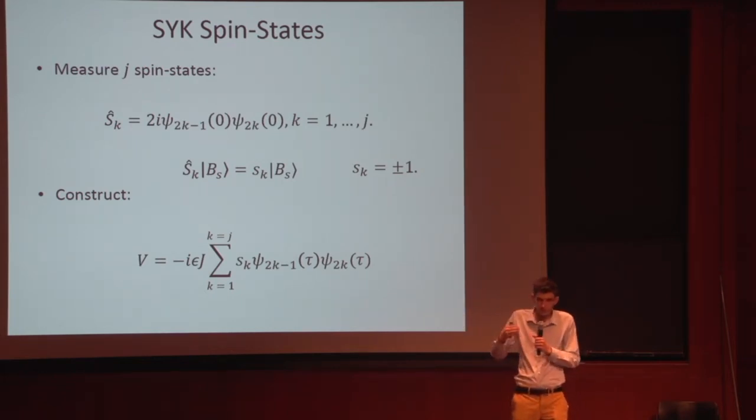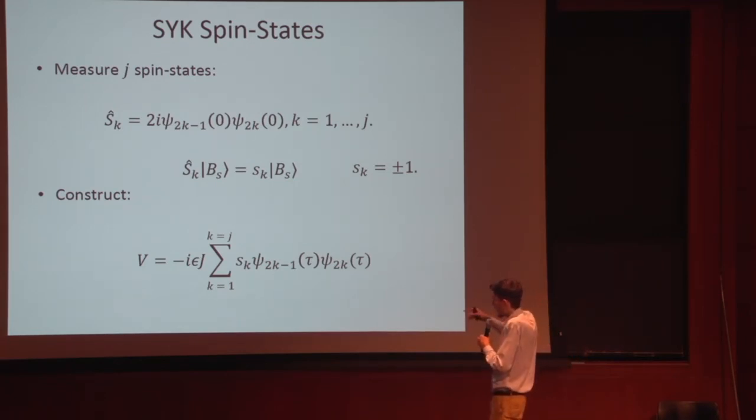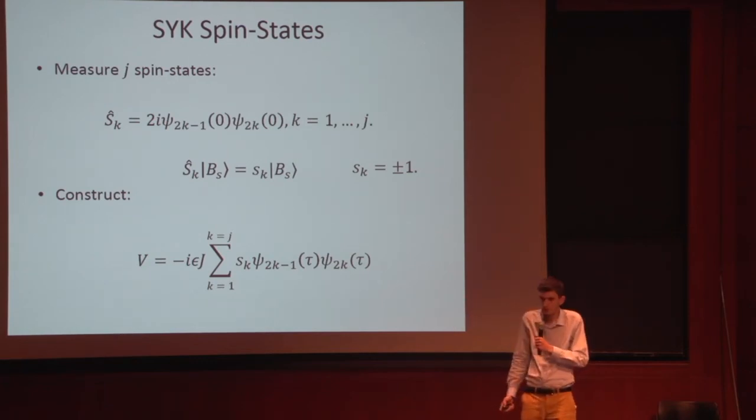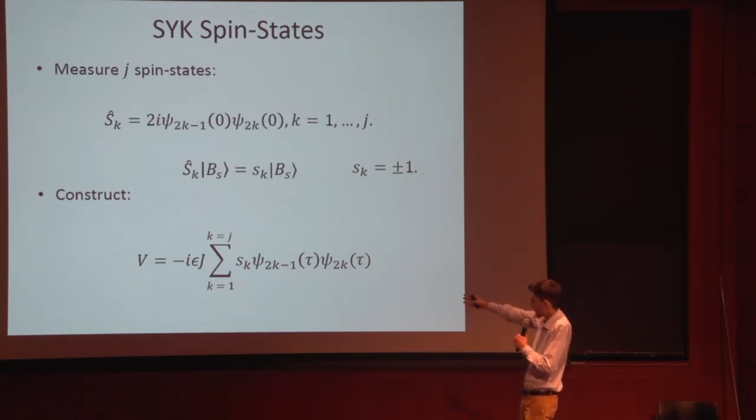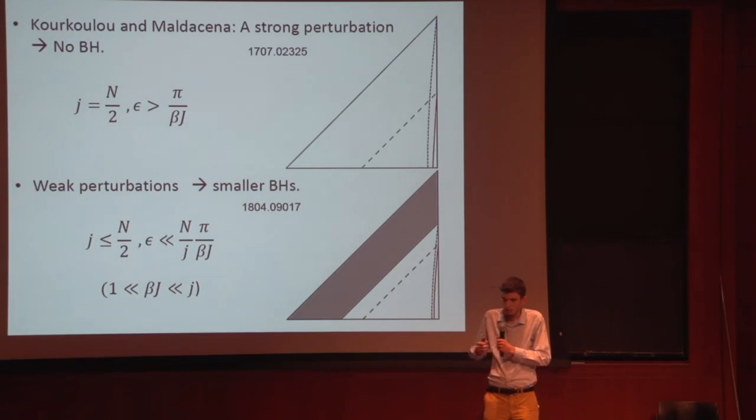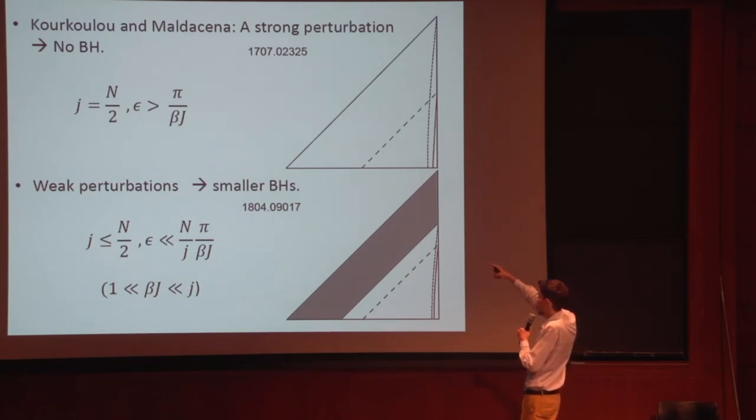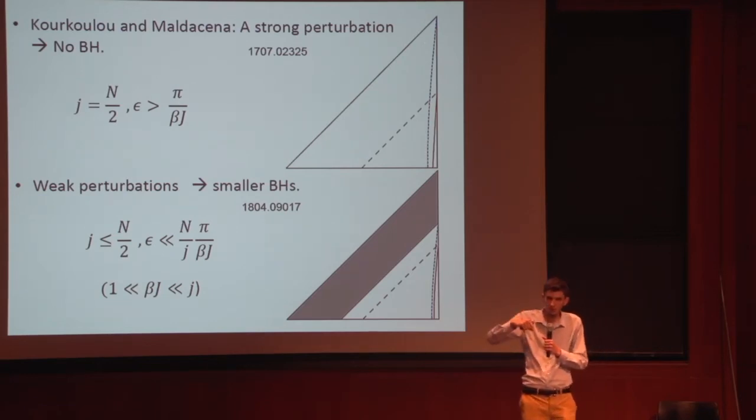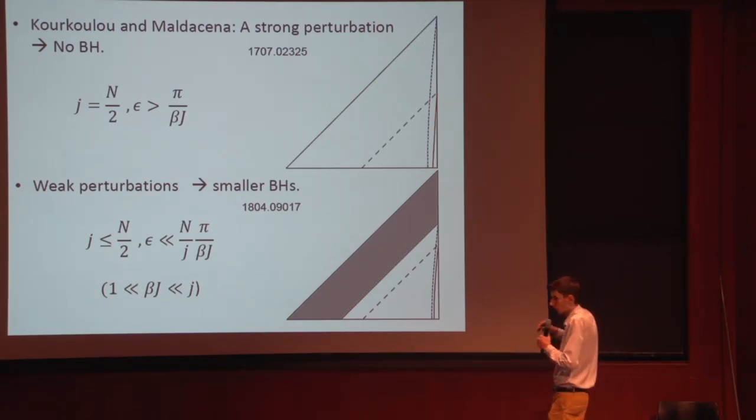By measuring J such eigenvalues, one can construct a perturbation V, where epsilon is a small dimensionless number, and S_k is the measured values of the spins. And this perturbation gives rise to a correction to the Schwarzian action that, when interpreted gravitationally, leads to the following results. We can solve a certain equation of motion that reproduces the result by Maldacena and collaborators, where instead of moving along the original red curve, you will move along the blue curve. In this case, there is no black hole.